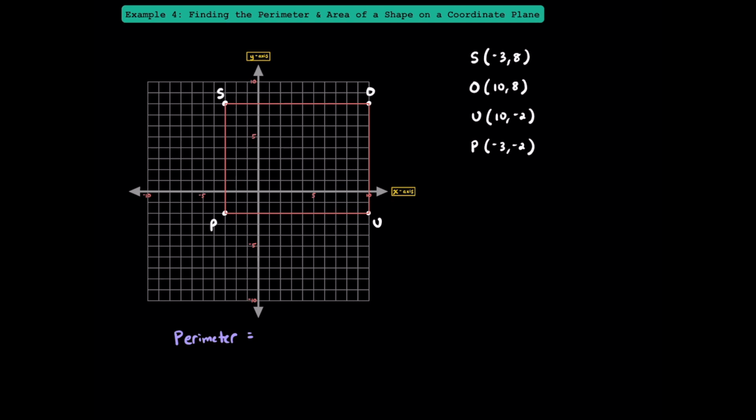To find the perimeter, we have the formula 2 times the length plus 2 times the width. Let's call PU the length and SP the width. While you can find the length of PU on the coordinate plane, you can also use absolute values to figure it out without a coordinate plane.